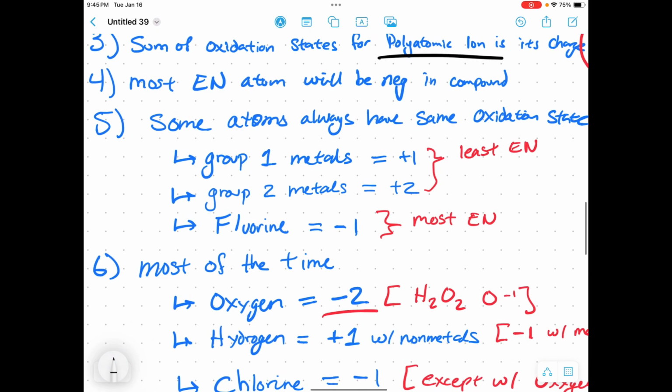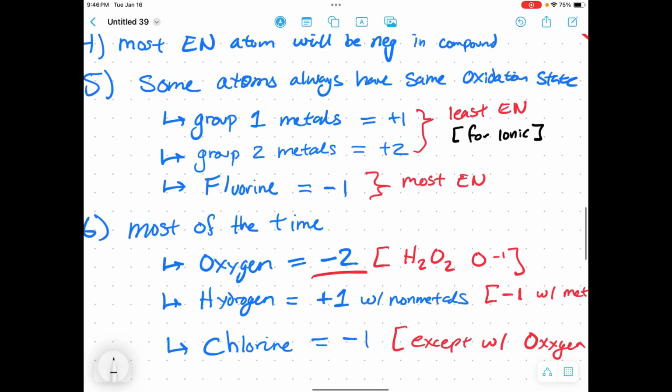In general, there are a couple groups that are always going to be the same. Group 1 metals, anything in column 1 of the periodic table, always going to be +1. Group 2, those are always going to be +2. We know those because those are going to be our ionic bonds. Anything those are bonded to, those are going to end up as the least electronegative atom in that pair. Fluorine is always going to be -1 because it's always going to be your most electronegative atom on the periodic table. So when we figure out oxidation states, those are the ones we look for first.